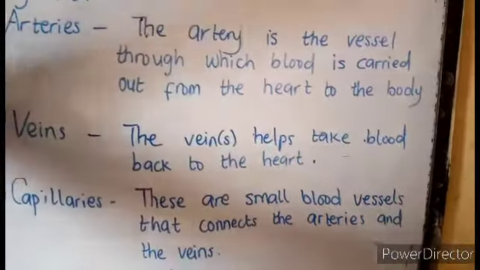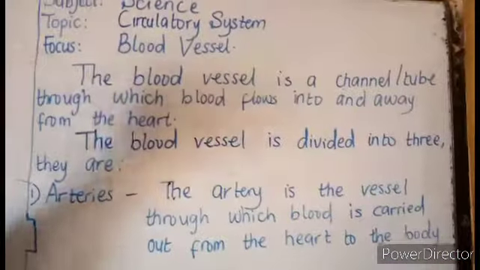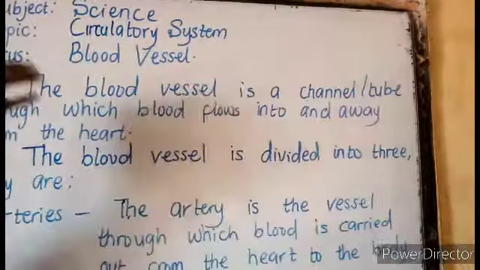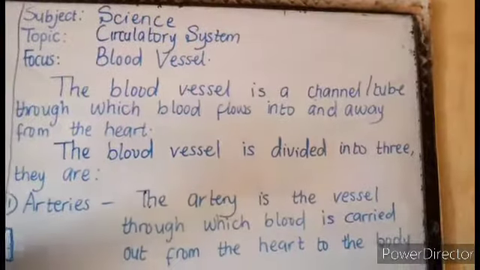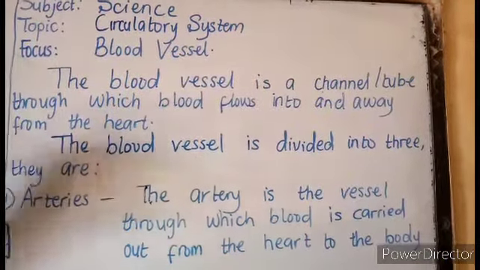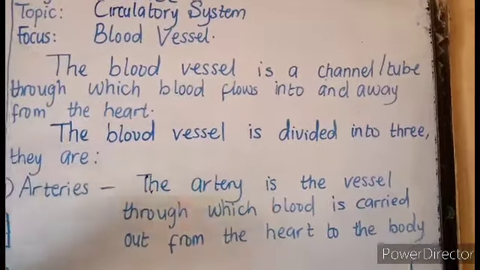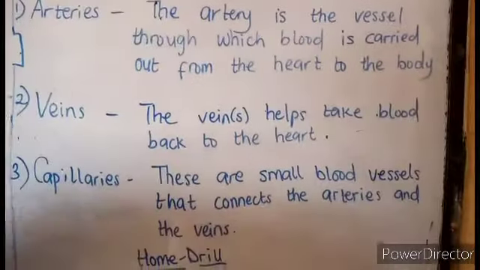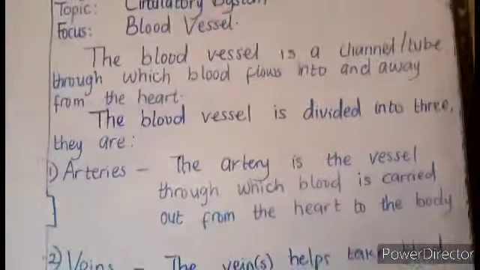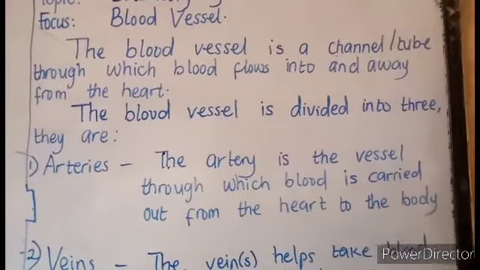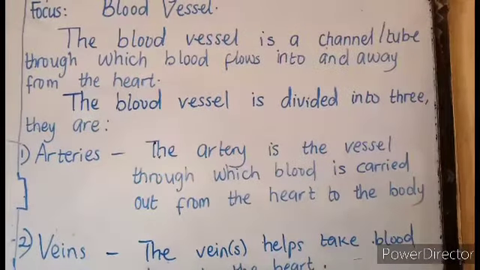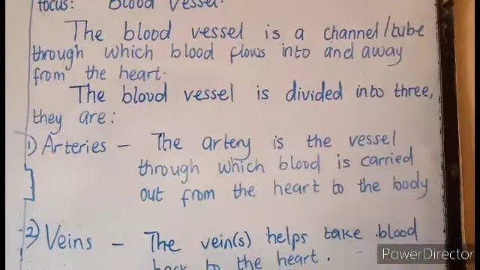So that's all about the blood vessel. We've talked about what it means: a channel through which blood flows into and away from the heart. The three parts of the blood vessel: the artery, veins, and the capillary. And I also mentioned what the heart is: a muscular organ that helps to pump blood into the body.